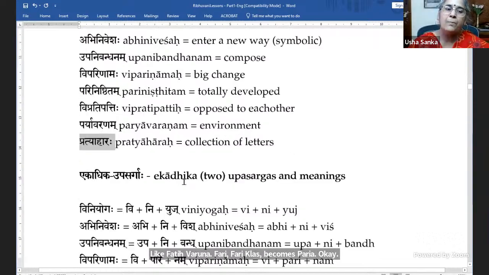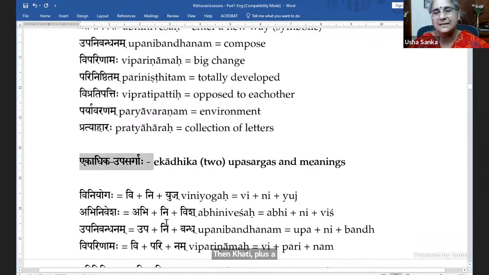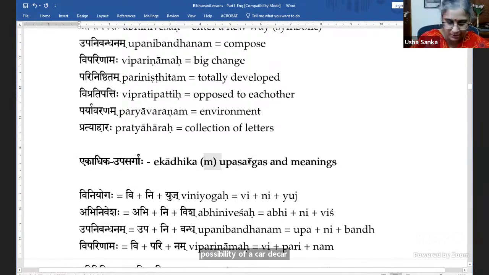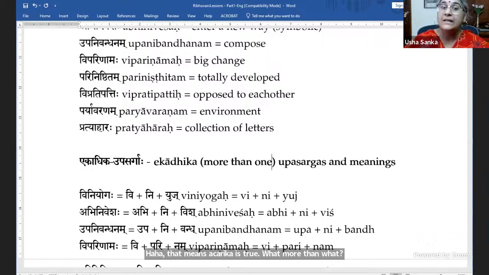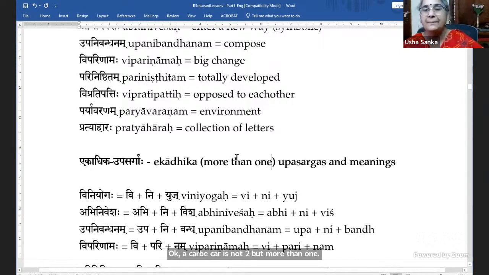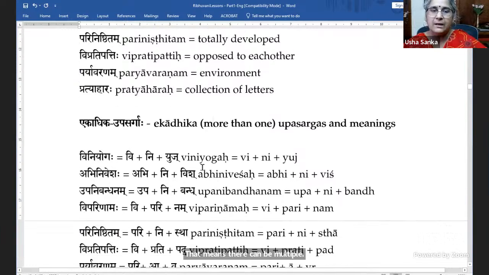So there is a possibility of ekadhika upasargaha. Ekadhika means two or more than one. Okay, ekadhika is not two but more than one. That means there can be multiple. There can be three upasargas also. Okay, so these are the dhatus which are behind viniyuj, abhinivesh. So these are the sopasarga dhatus.